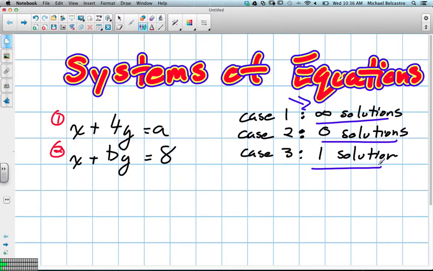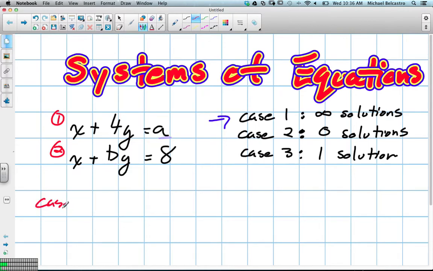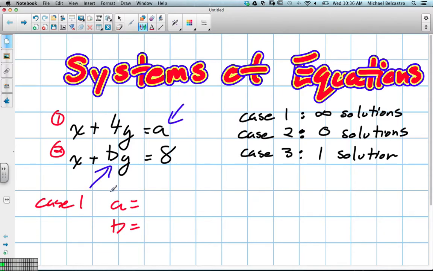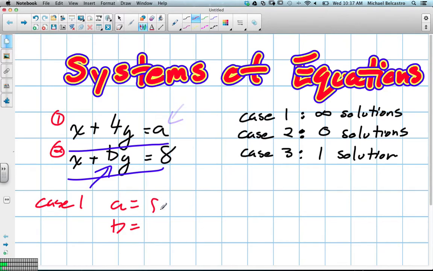If it's an infinite number of solutions, what are we looking at? We're looking at the same equation. So, with that being said, just by inspection, are we able to solve for b and a? If I'm looking for case 1, infinite number of solutions, what would a equal and b equal just by inspection? What would a be? 8, and b would be 4. Yes, we're going to be looking for identical equations. Okay? So in this case, a would be 8 and b would be 4.